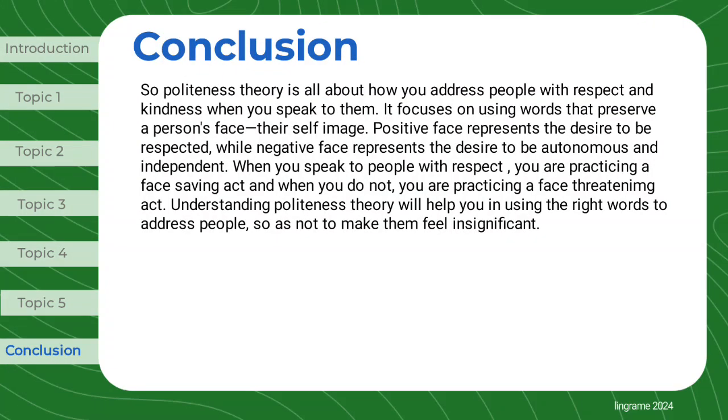So politeness theory is all about how you address people with respect and kindness when you speak to them. It focuses on using words that preserve a person's face, their self-image. Positive face represents the desire to be respected, while negative face represents the desire to be autonomous and independent. When you speak to people with respect, you are practicing a face-saving act, and when you do not, you are practicing a face-threatening act. Understanding politeness theory will help you in using the right words to address people, so as not to make them feel insignificant.